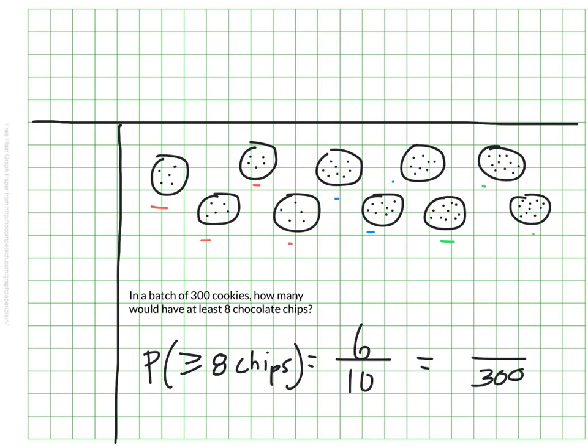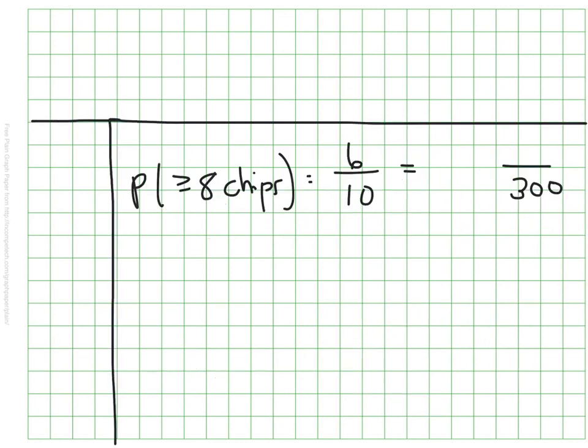And so I'm going to think about my scale. What did I need to multiply 10 by to get 300? And some of us might know quickly what that is. You might be thinking to yourself, oh, she multiplied times 30, and therefore I would multiply my numerator times 30, and 6 times 30 is 180. So I should expect there would be approximately 180 cookies that have at least 8 chips.